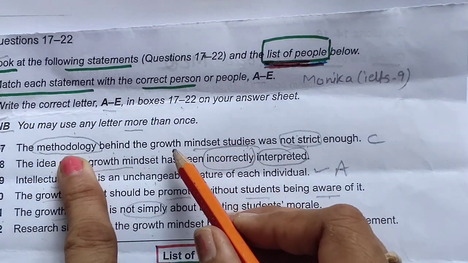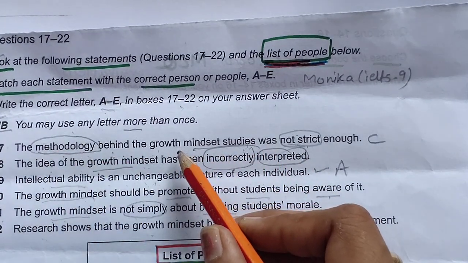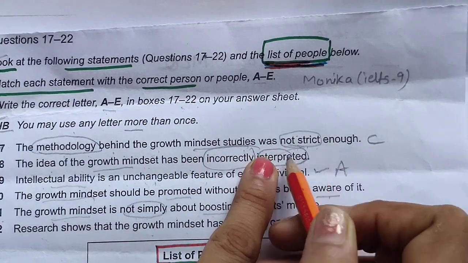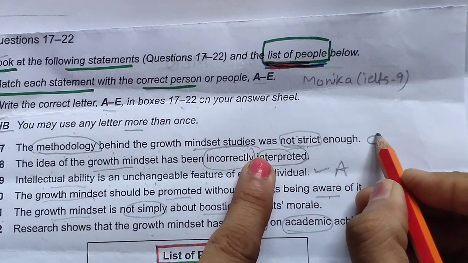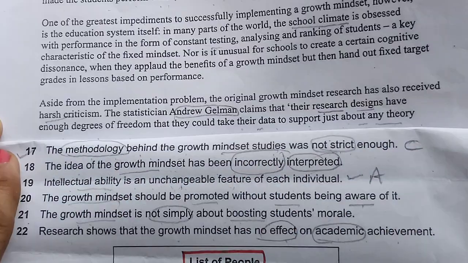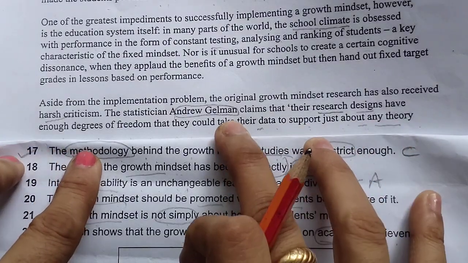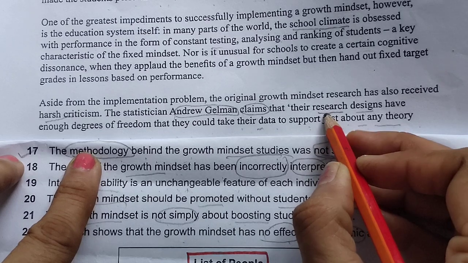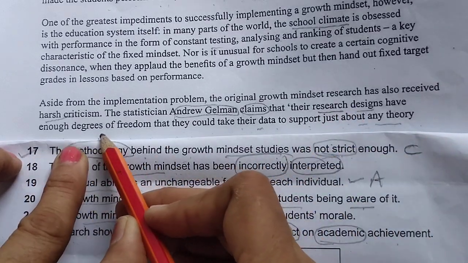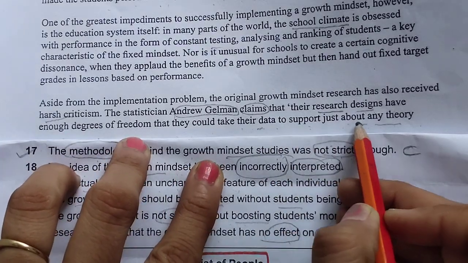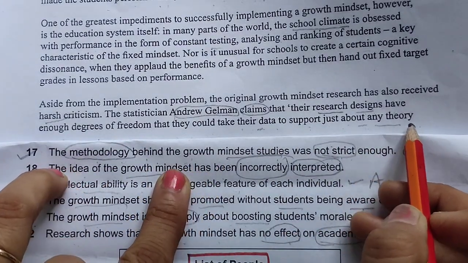So the methodology, the idea behind the growth mindset studies, was not strict enough. So it was not strict. So I will go with C, and I will show you the statement this person has given. You can see this. Gellman claims that research designs have enough degrees of freedom that they could take their data to support just about any theory at all.